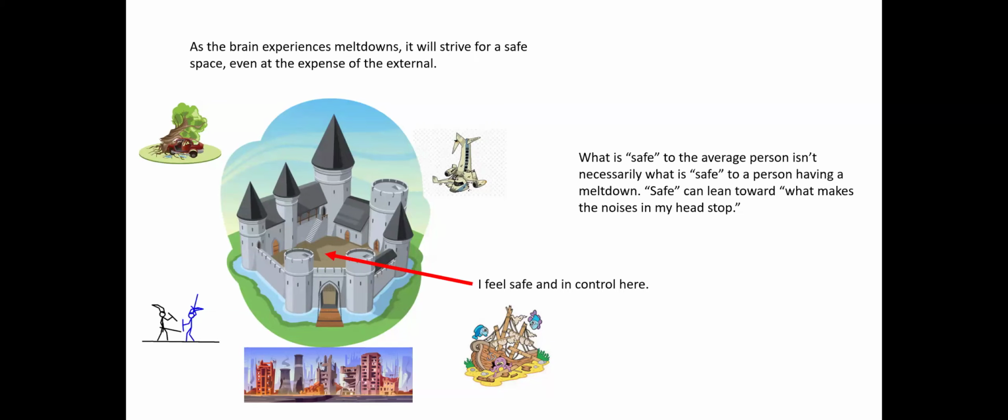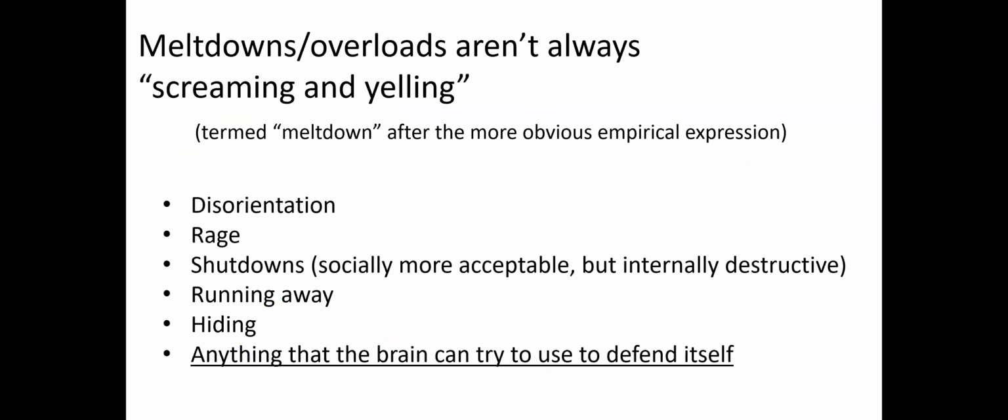The meltdown will manifest in any way it needs to make it feel safe. It's called a meltdown because of empirical observations over the generations, but it's not always screaming and yelling. It can be disorientation, rage. Again, I talked about people bursting out in anger. Think people who have a short fuse.